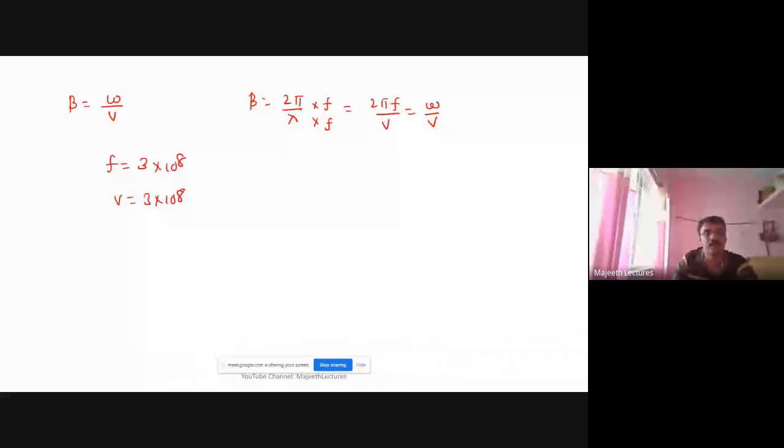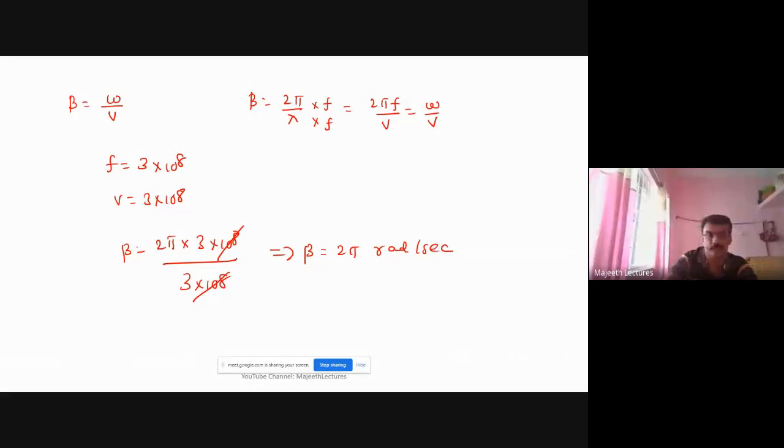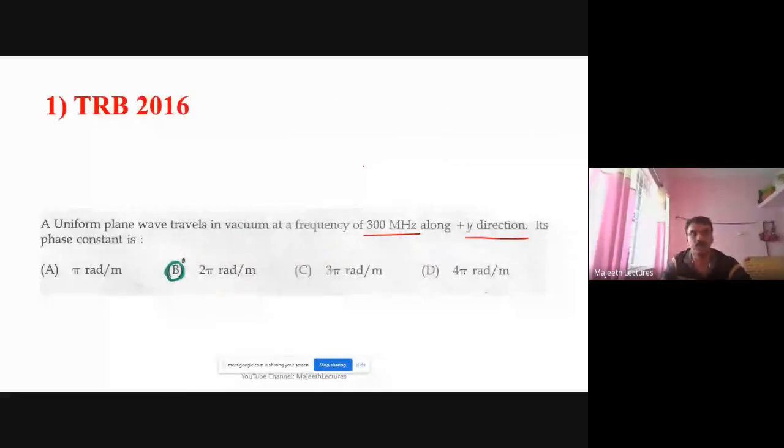So beta is equal to omega, which is 2 pi f, so 2 pi into 3 into 10 power 8 divided by 3 into 10 power 8. Cancel. This indicates beta is equal to 2 pi. The unit is radian per meter, right? So why is it radian per meter? Because beta is equal to 2 pi by lambda. 2 pi is in radian, lambda wavelength is in meter, so it is radian per meter. So the answer is option B.